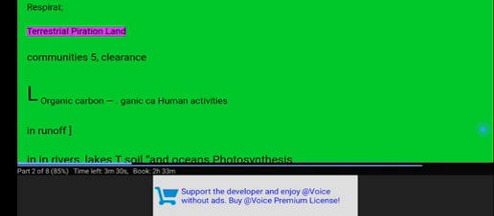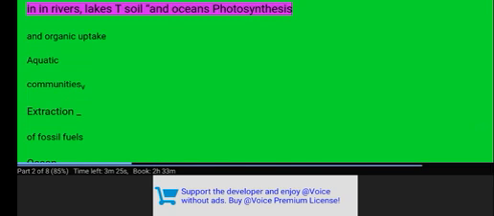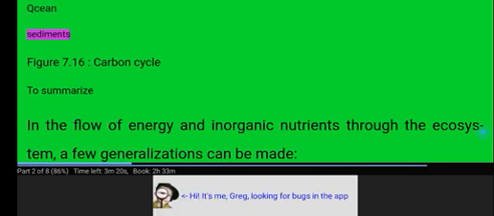395. Life Sciences Admin. Biotech. EAV. Ecology. CO, dissolves. TLDINT Centco, combustion uptake in one of fossil fuels photosynthesis. Respirat. Terrestrial paration land. Communities 5, clearance. L organic carbon, organic CA human activities. In runoff. In rivers, lakes T soil, and oceans photosynthesis. And organic uptake. Aquatic. Communities V. Extraction _ of fossil fuels. Cucian. Sediments. Figure 7.16, carbon cycle.